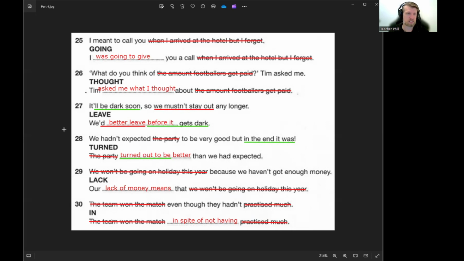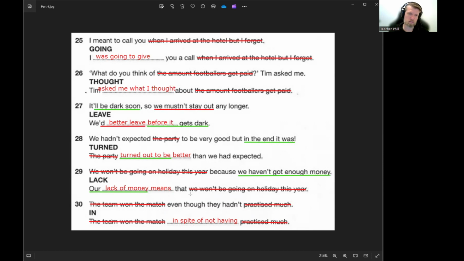Then 29, you can see here, I was able to cross out quite a lot, which always makes life a lot easier. So here, this whole first half, and in the second sentence, the second half can be just crossed out. We don't need to worry about it. That's amazing. And it says here, because we haven't got enough money. When you don't have enough of something, then we can say there is a lack of something. So basically saying we haven't got enough money is the same as saying our lack of money.